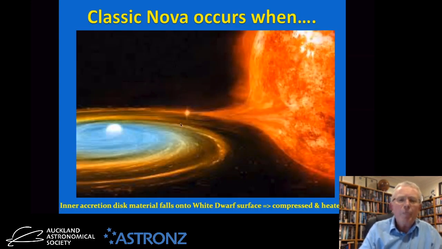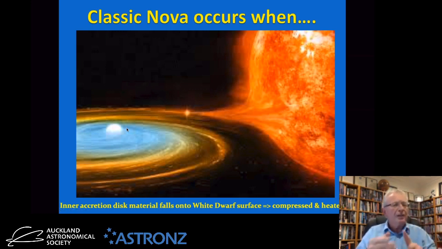What happens then is that this material, typically with gravity, goes round and round, and as it goes round and round, it works its way in, because it's losing heat and losing energy with the friction and so on, starts moving in, and the inner layers then start getting deposited on the surface of that white dwarf star. Now, what did we say about the white dwarf star? It's small, it's really compact and dense, and it's really hot.